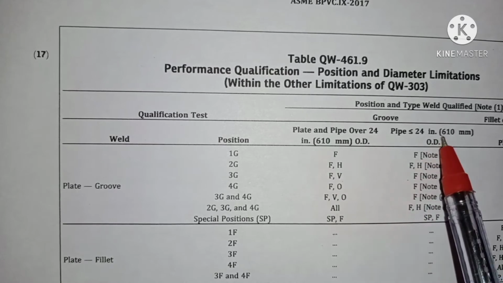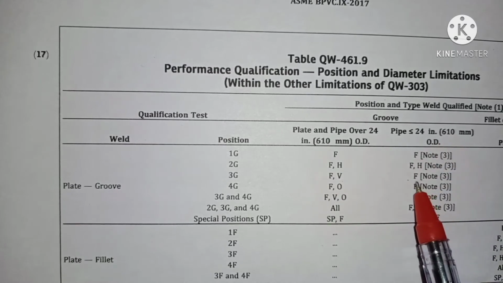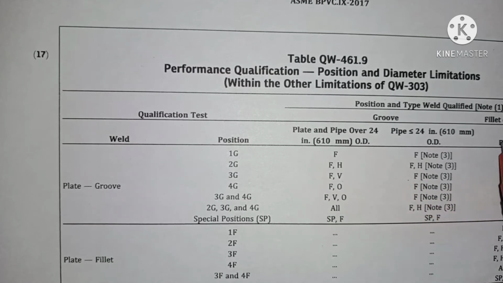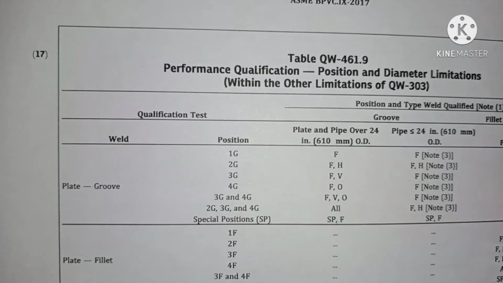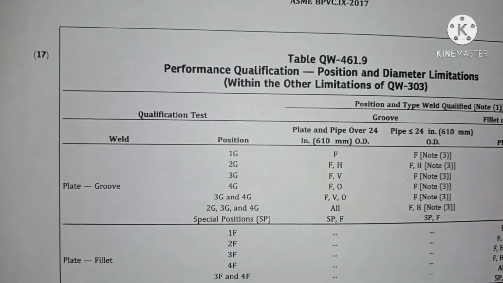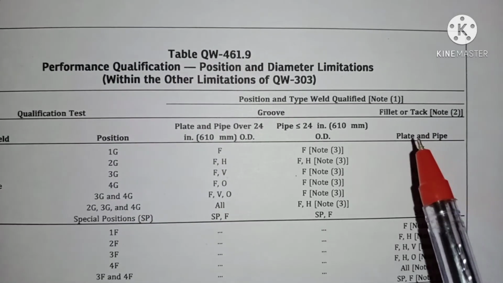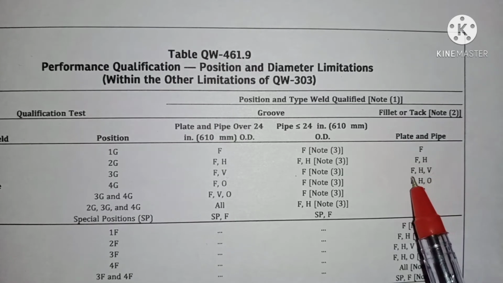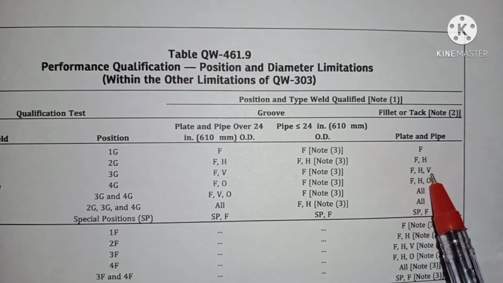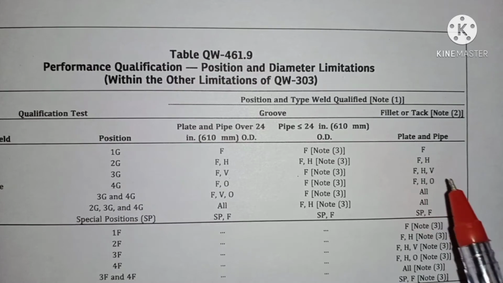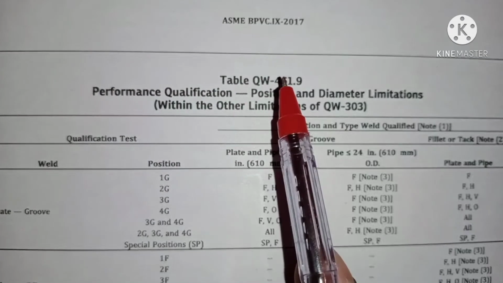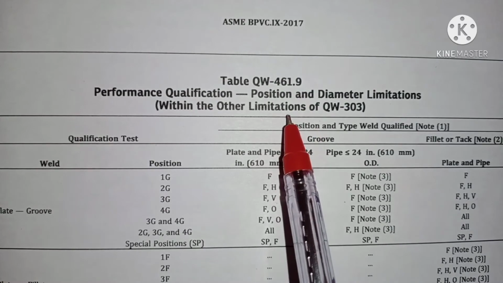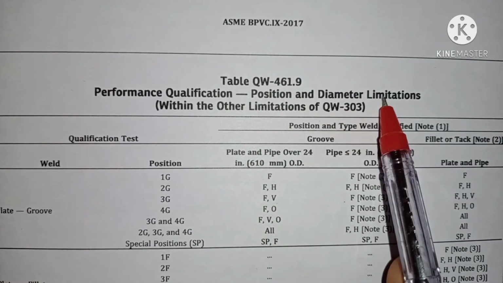Then for an outer diameter less than 610 mm, the position qualification is flat position only. For fillet weld, plate and pipe, the position range qualified is flat, horizontal and vertical position. For fillet or tack weld, the position range qualification is flat, horizontal and vertical position. So from this table QW 461.9 you can choose the range qualification for position and diameter limitation.